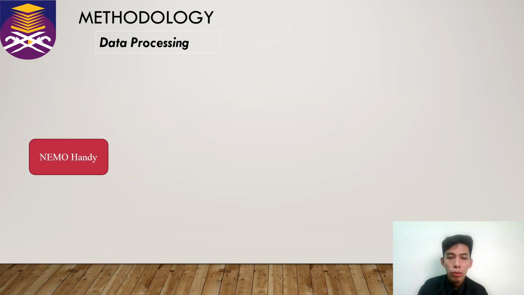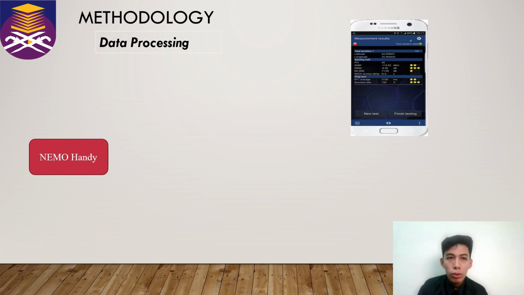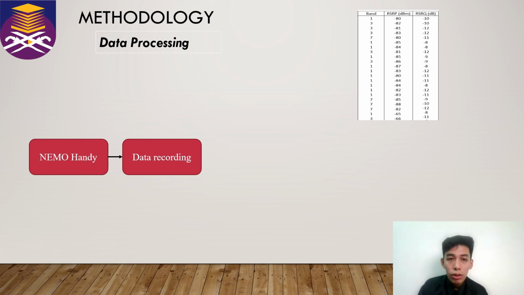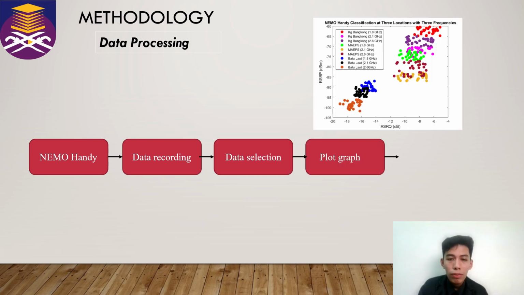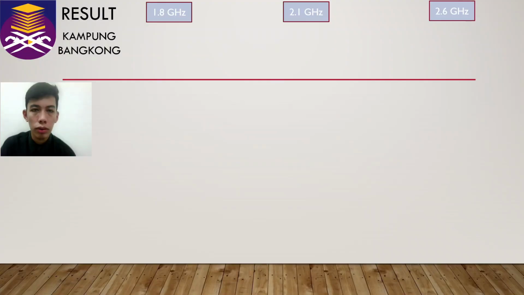Okay, next, we move to data processing for the Nemo Handy. The first step is that Nemo Handy is used to detect the LTE signal strength. Then we proceed to data recording, and then data selection to plot the graph, and lastly we do a classification for LTE signal strength.